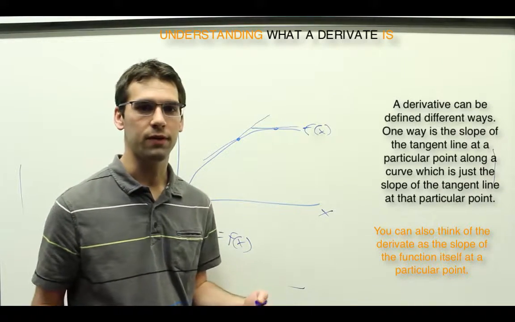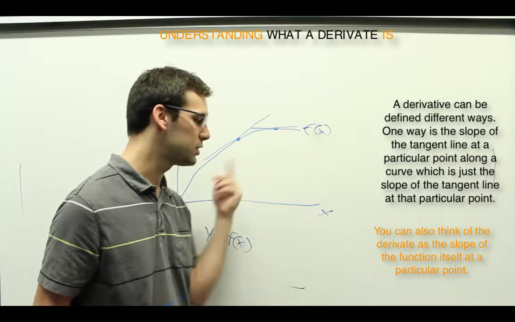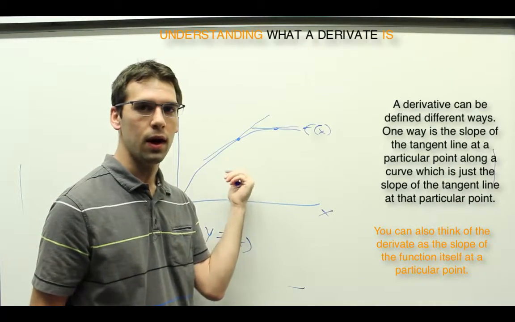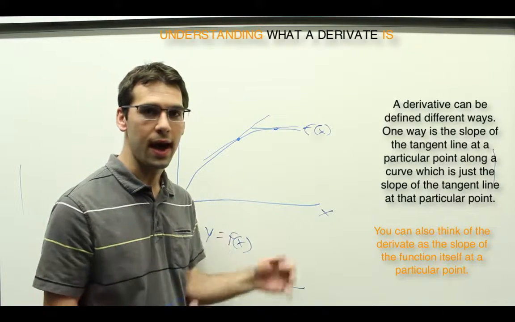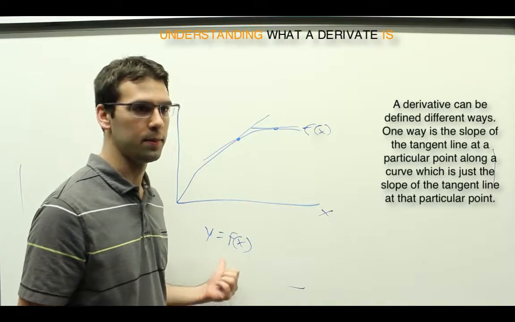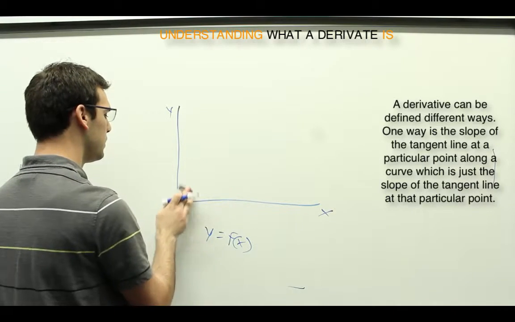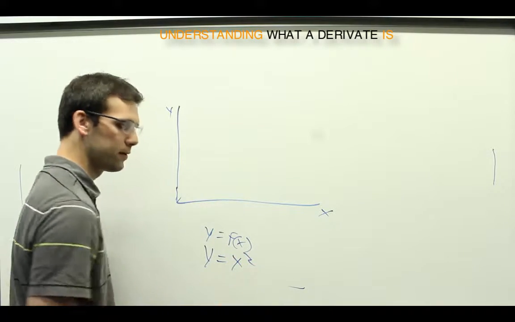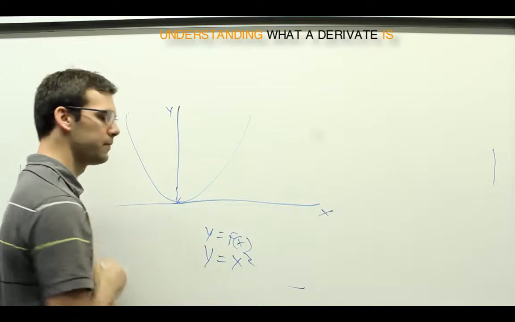And so that's really helpful because it tells you how much the function is growing or shrinking at a particular point. Because of that, you can talk about what the effect of, say, x is on y at a particular point. So suppose we talked about the function y equals x squared, right? And that looks like this, right?